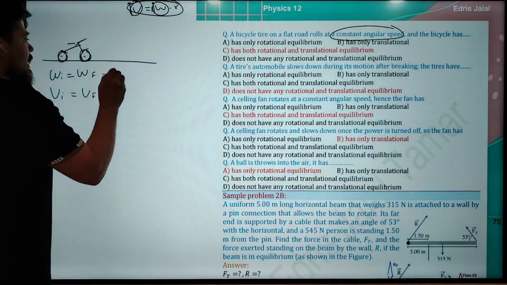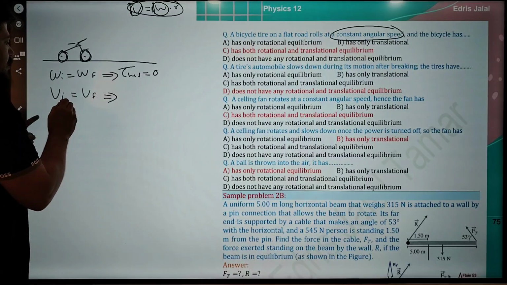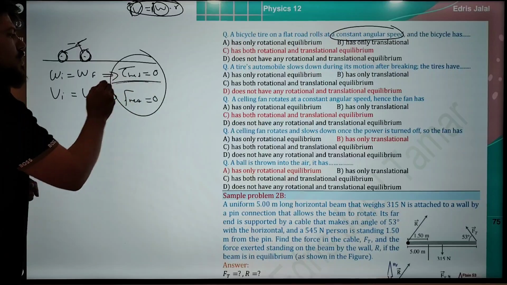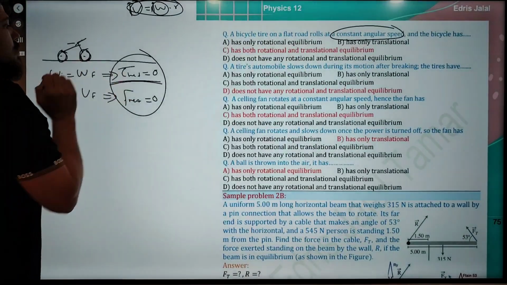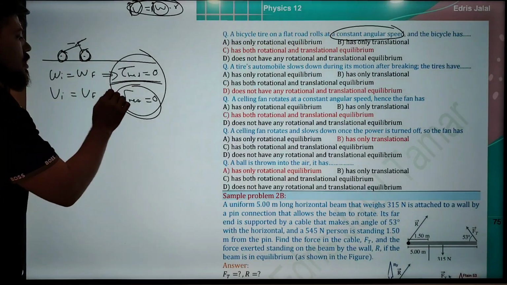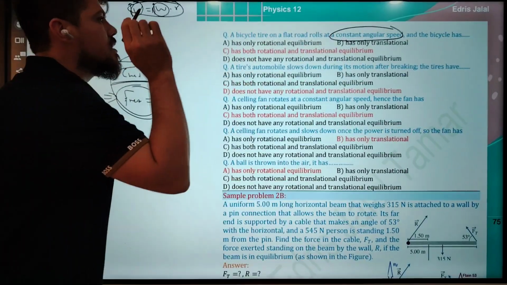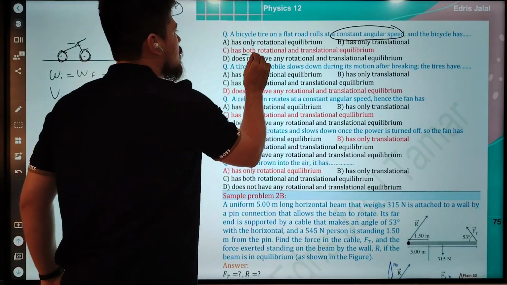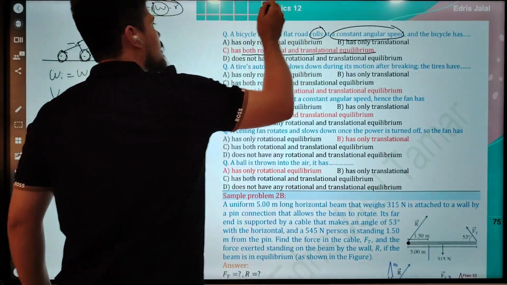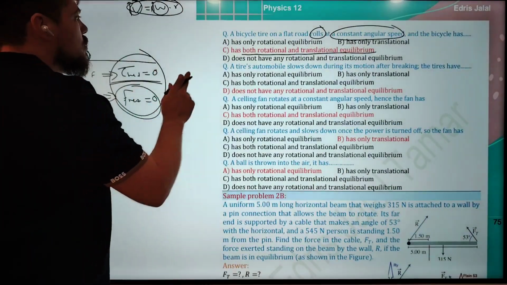So when omega is constant, net torque is equal to zero. When velocity is constant, net force is zero. When net torque is zero, it means that the object has rotational equilibrium. When the net force is zero, it means that this object has translational equilibrium. In this question, the bicycle has both rotational and translational equilibrium. Why? Because the bicycle's tire rolls on the flat road. Okay. Question 2.